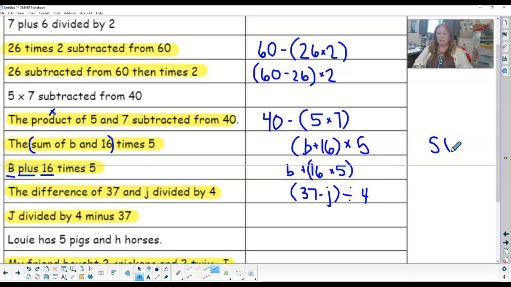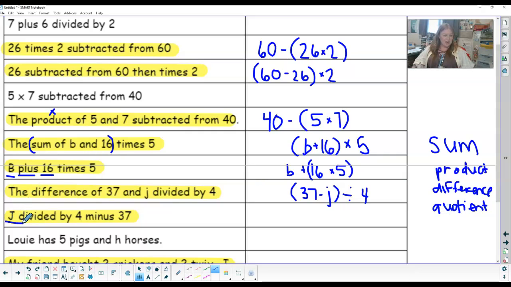So again, words like sum, product, difference, and quotient are going to say, hey, I'm a group. I need to go together. I'm an answer. I need to go together.